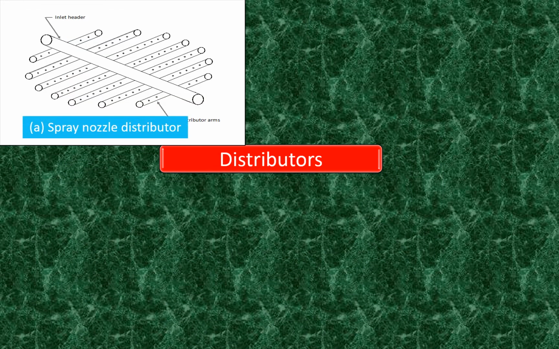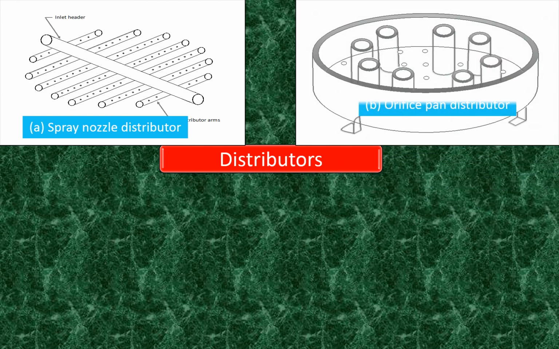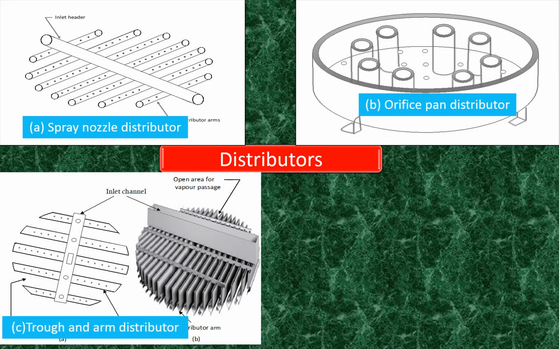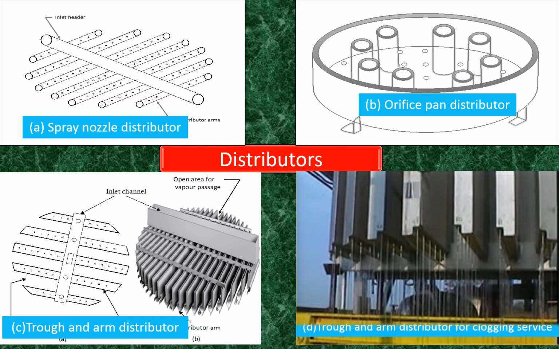This figure illustrates some of the commonly used distributors for packed column. A is a spray nozzle distributor. B. Orifice pan distributor. C. Trough and tube distributor. D. Trough and tube distributor for clogging service.